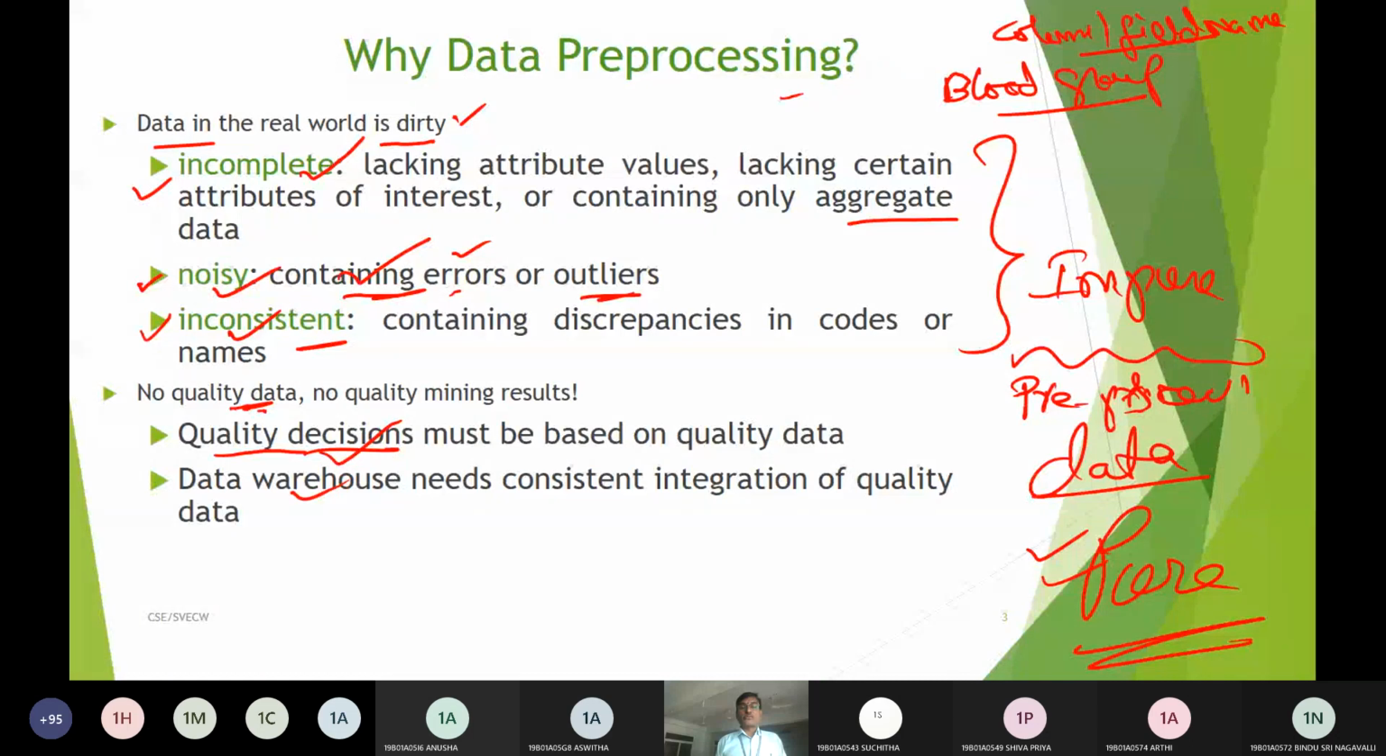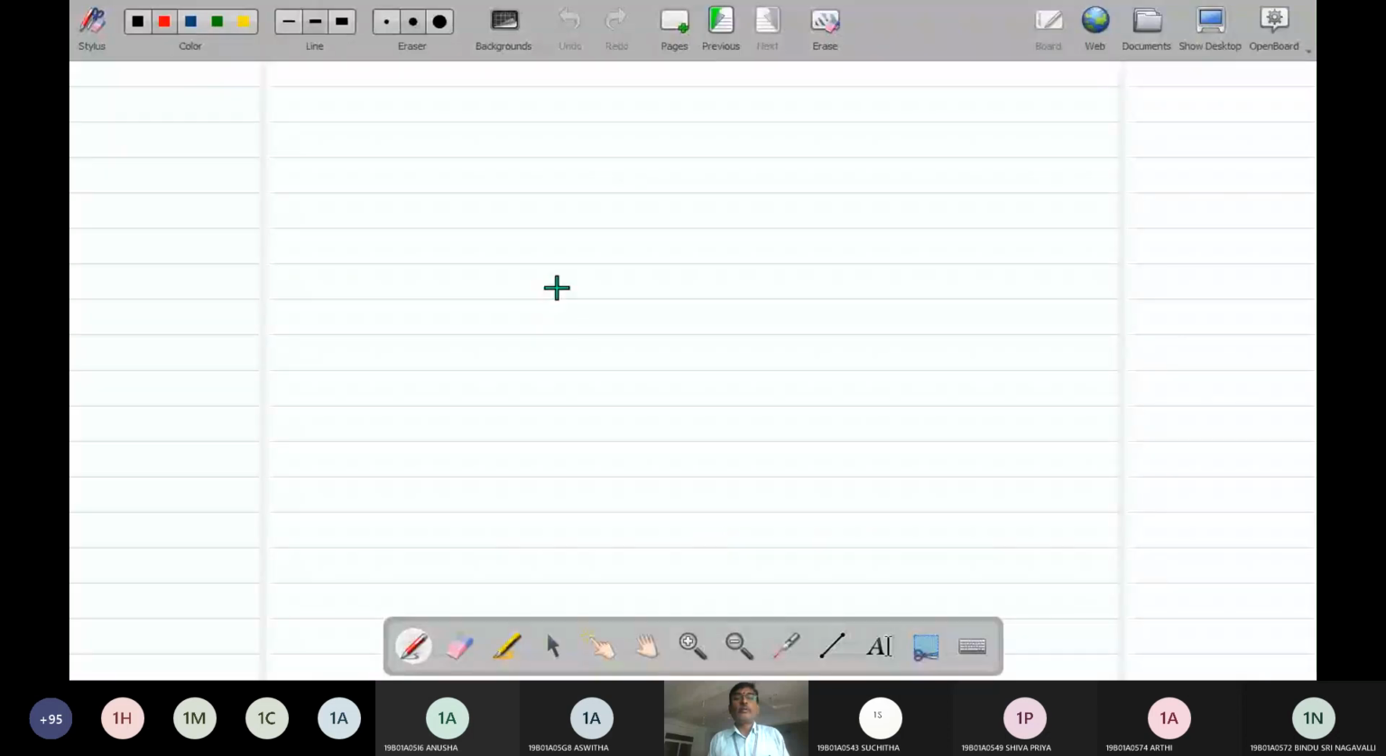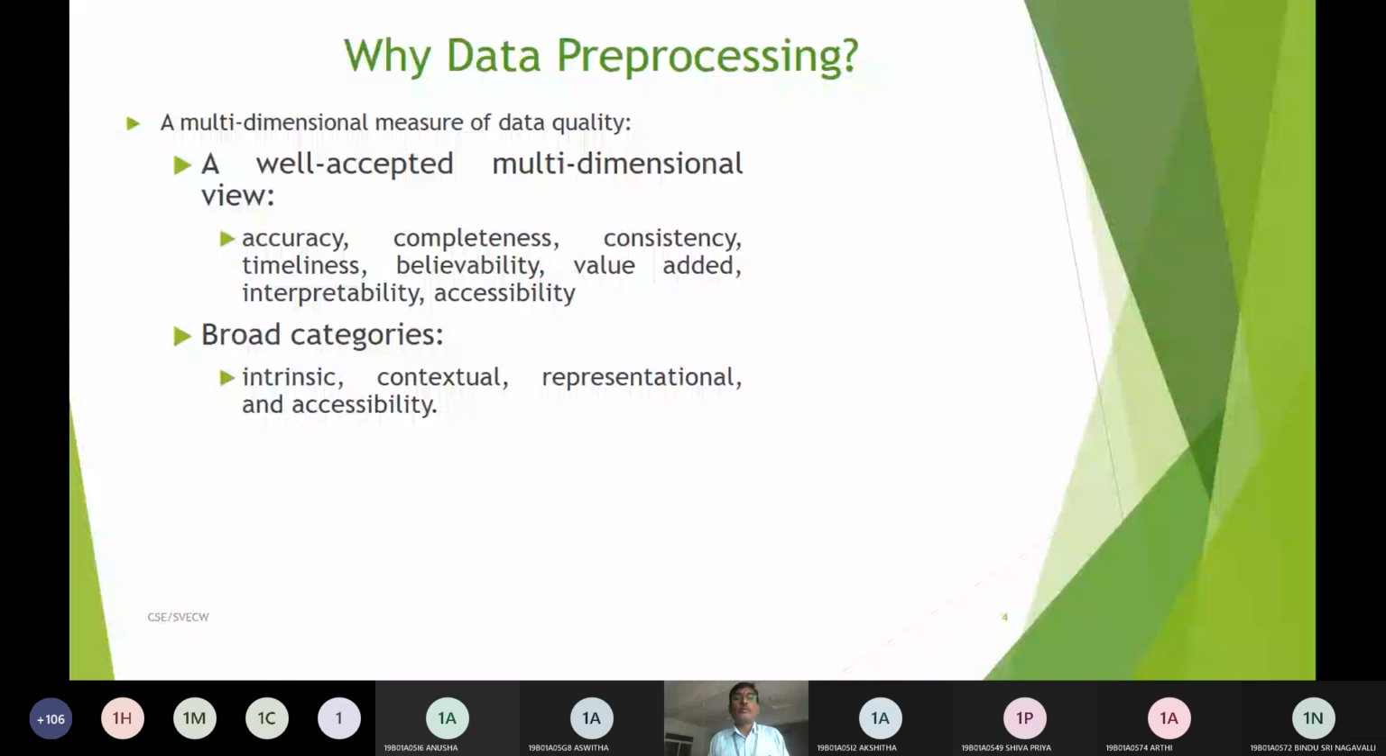So the next one was where we are going to apply the data pre-processing. Mostly data pre-processing techniques are going to be applied over the multi-dimensional model. This multi-dimensional model, we are going to call it a cube, and it is going to be applied over a data warehouse.